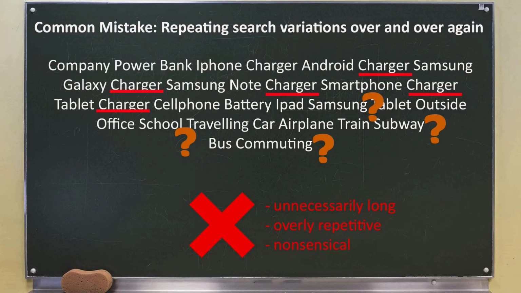A common mistake is repeating search variations over and over again. For example, this is a bad title because it clearly repeats the same variations of search phrases over and over again, which leads to a title that's unnecessarily long, overly repetitive, and nonsensical. The customer's perspective was completely ignored when this title was written.